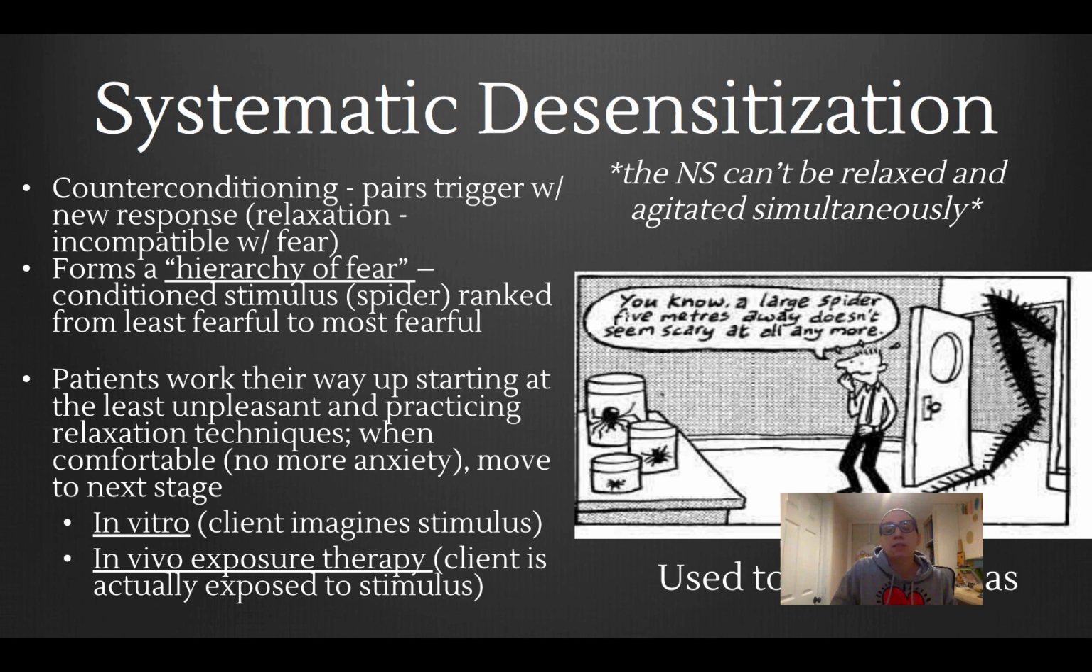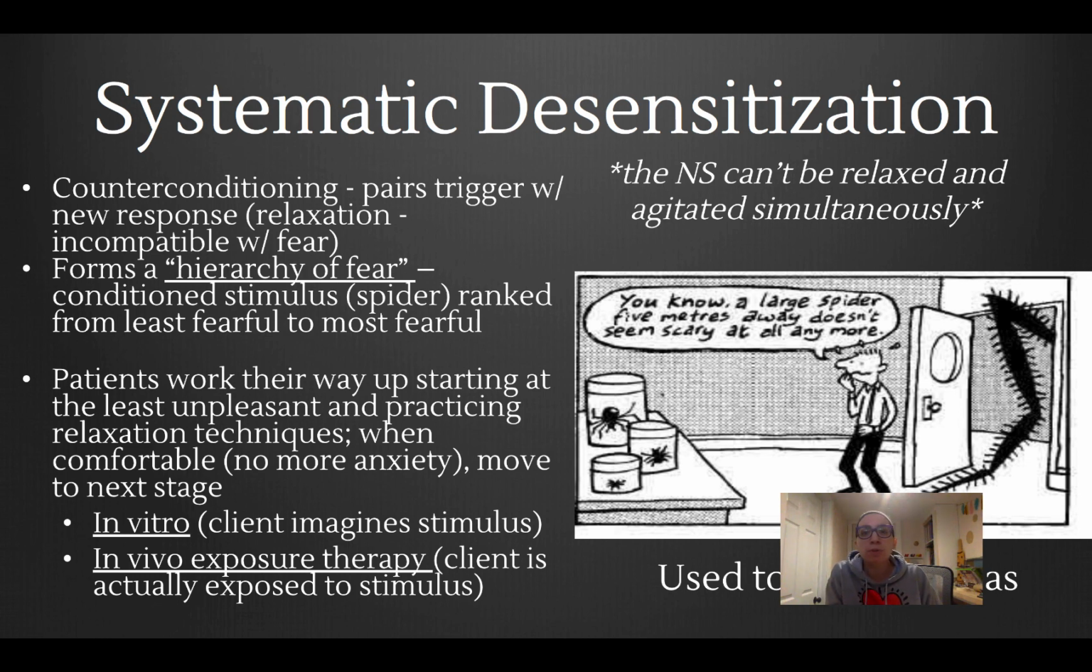An example of this used today in a more widespread way to treat phobias is something called systematic desensitization. Systematic desensitization is a form of counter conditioning that pairs a trigger or some kind of stimulus that elicits fear with a new response: relaxation, which is incompatible with fear. It operates off of the idea that the nervous system can't be both anxious or aroused and relaxed simultaneously.